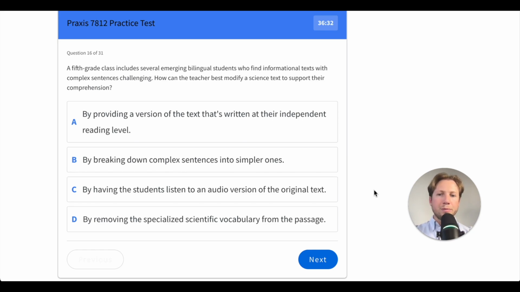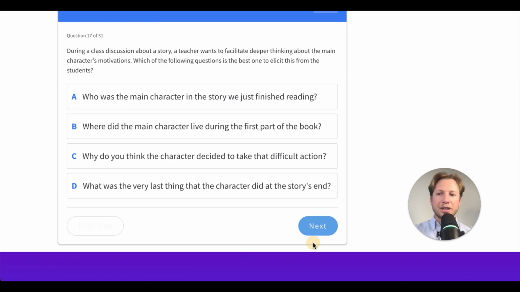I like option B, breaking down complex sentences into simpler ones. Yeah, I like this because that's an effective and just useful strategy of being able to break down problems, tasks, assignments. This is going to be a lifelong skill that they can use in order to feel more confident and organize these steps in order to complete the task at hand. I'm going with option B. Let's click the next button.